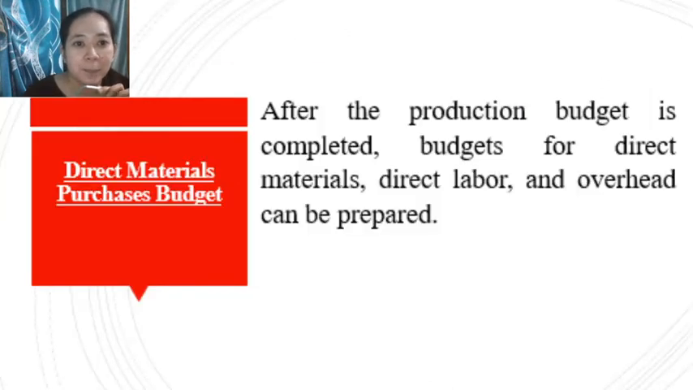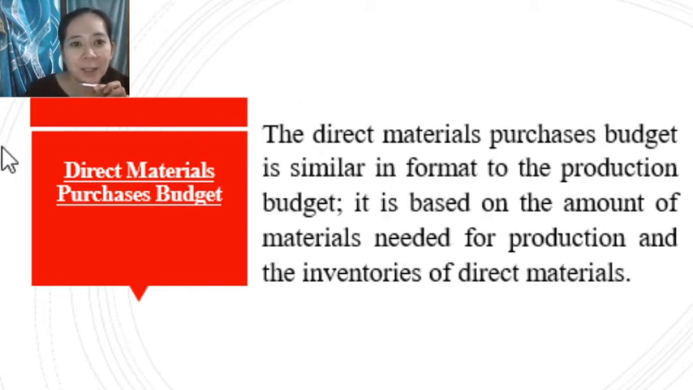So here, after the production budget is completed, the budgets for direct materials, direct labor, and overhead can now be prepared, because if you could notice, the production cost includes direct materials, direct labor, and overhead. Since we already have the production budget, we can now prepare these three budgets as well. The direct materials purchases budget is similar in format to that of the production budget.